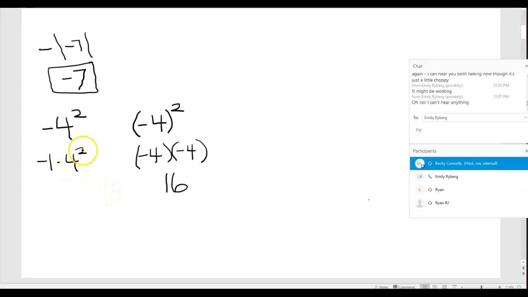And so then order of operations tells us to do the exponents before we do multiplication. So 4 squared is 16, and then we times it by the -1, and it gives us -16. So just keeping those two straight in your mind is going to be, I think, really helpful on a lot of the problems.